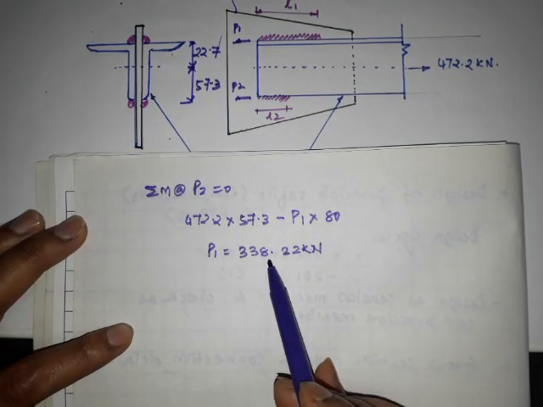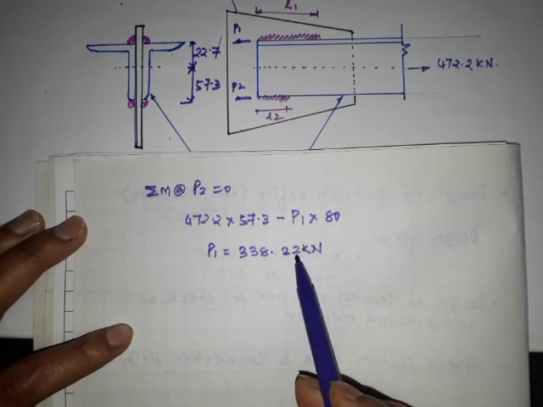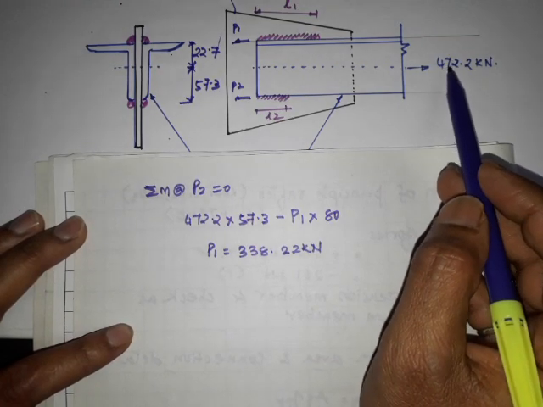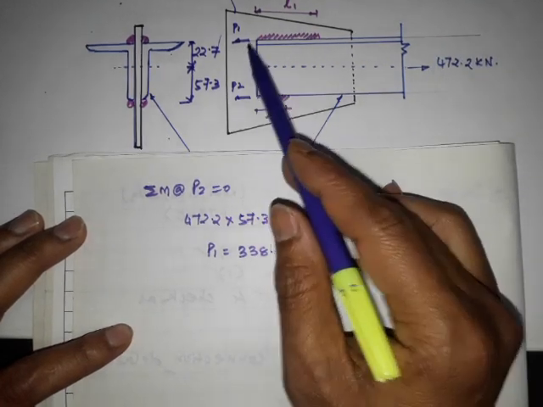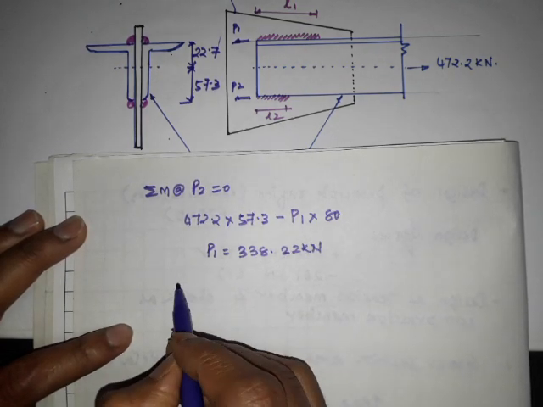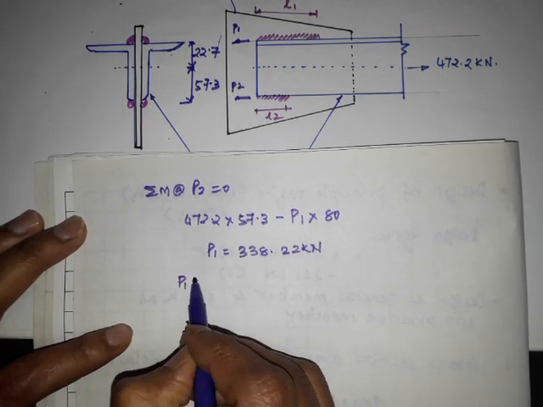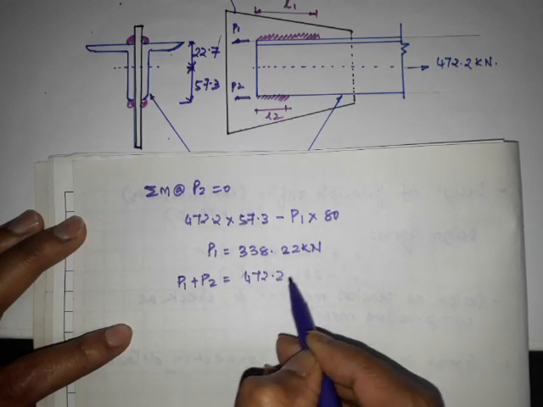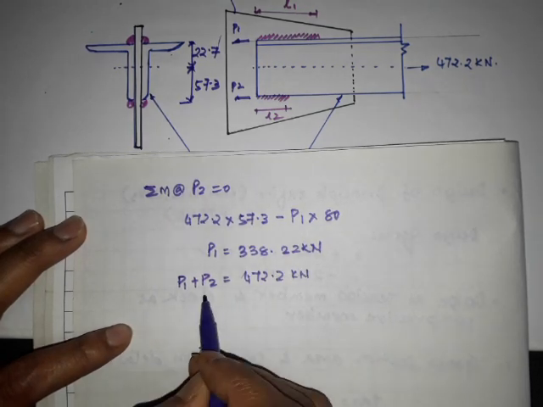P1 is taking 338.22 kilonewton. The contribution of P1 from this force P, or the total force, is 338.22. So what should be the contribution of P2? P1 plus P2 should be equal to 472.2 kilonewton. Okay, so we'll get P2 from this.